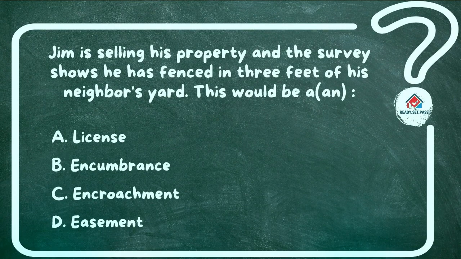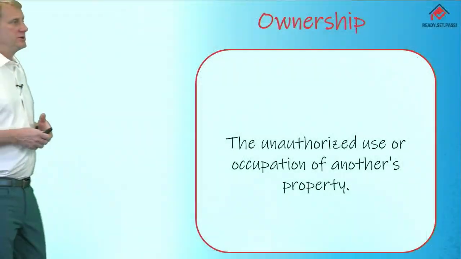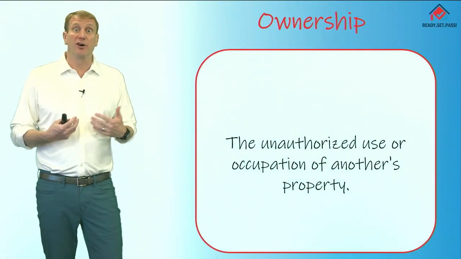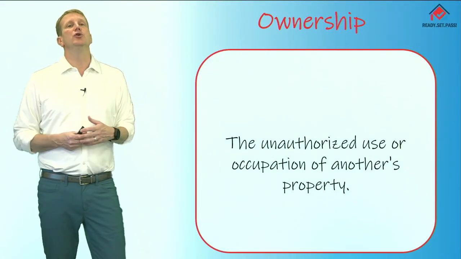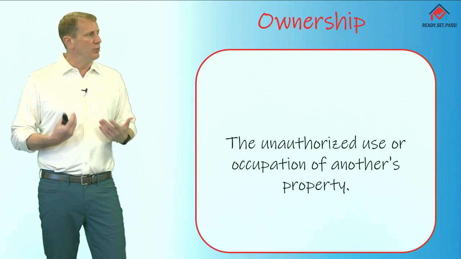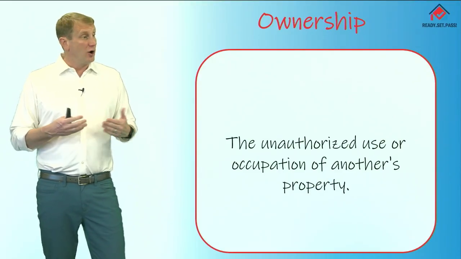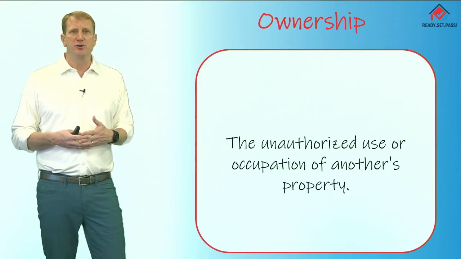Jim is selling his property and the survey shows he's fenced in 3 feet of his neighbor's yard. This is an example of... and so again, we're given 4 selections. So now, again, what we're going to try and do is apply the terms that we learned in our ownership section to the situation that we have. And so basically what we're looking for is the definition of an unauthorized use or occupation of another's property.